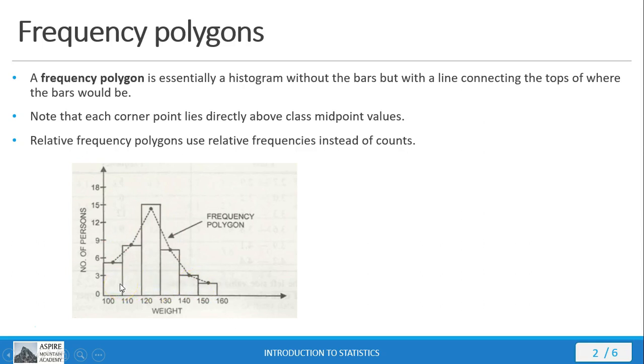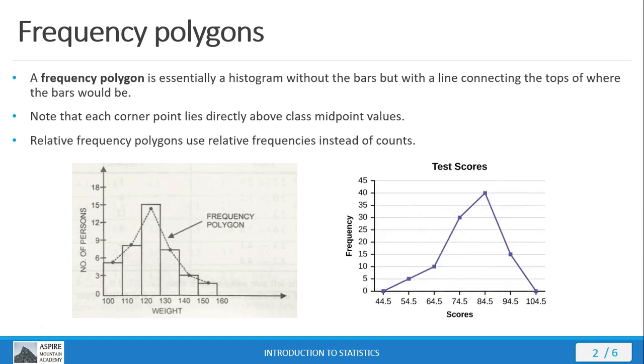Okay. Now you can make a relative frequency polygon that uses relative frequency or percentages instead of counts. And just as we've seen with other types of graphs, you'll get the same basic shape with your graph. It doesn't affect the shape of the underlying distribution.